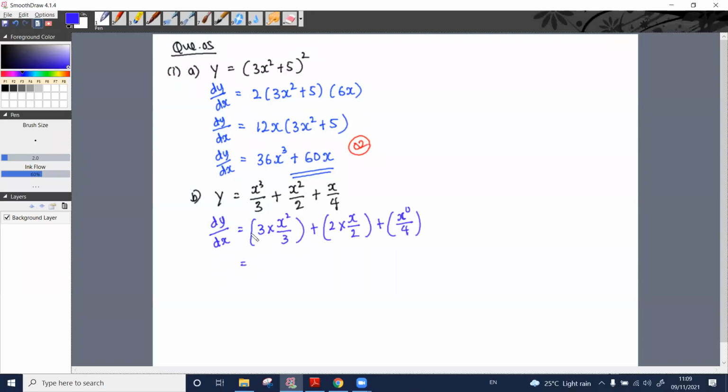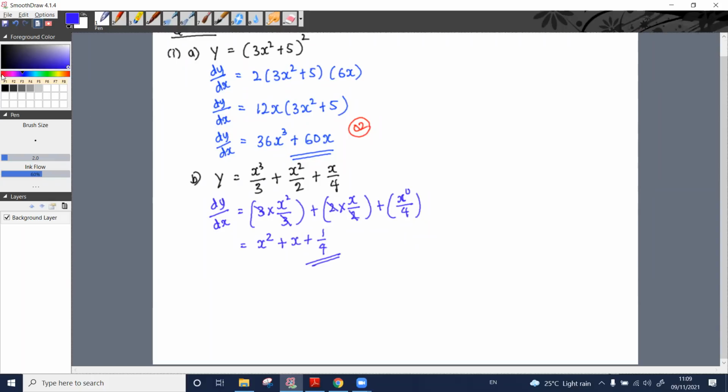It means what should be the value? What should be the answer? 3 to 3 get cancelled, 2 to 2 get cancelled. So here it is x squared plus x plus 1 over 4. This is the final answer. x squared plus x plus 1 over 4. If you got this correct, give 2 marks.